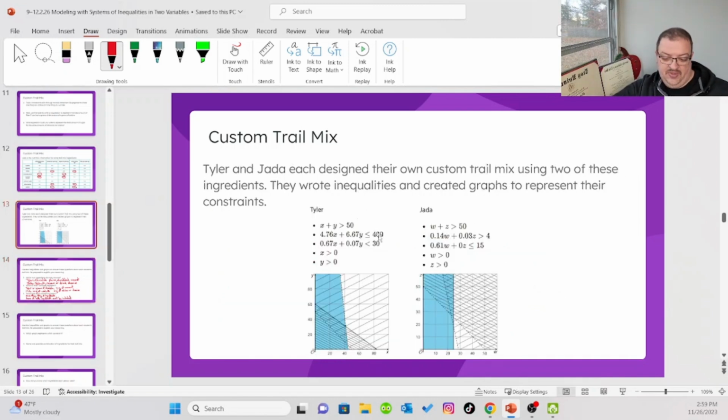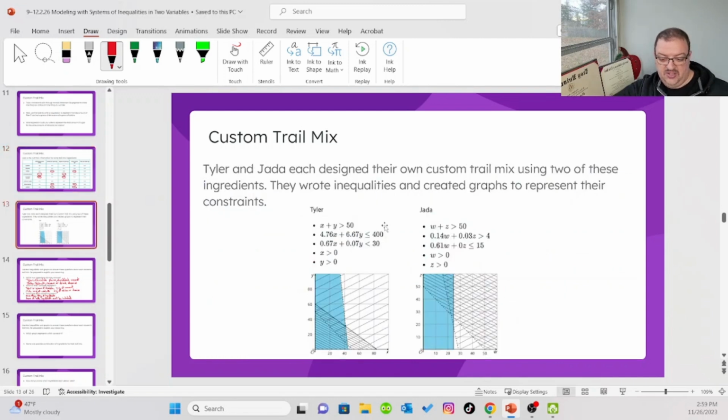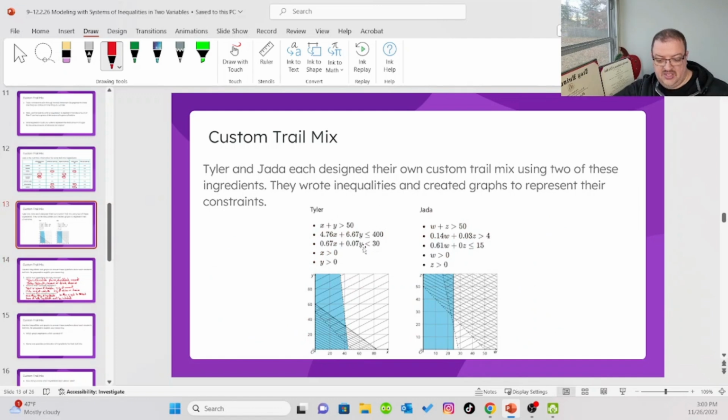With Tyler, we said that Tyler looked at calories and Tyler looked at sugar. So there must be less than or equal to 400 kilocalories and less than 30 grams of sugar.